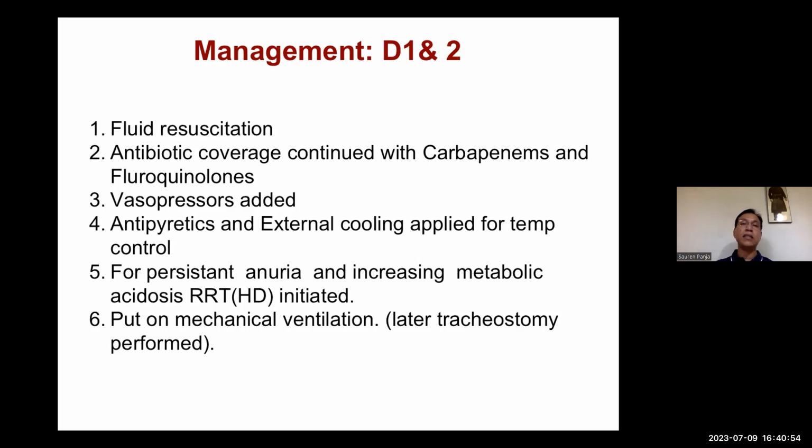Not only this, the patient also received cold normal saline. Cold means basically around 20 to 25 degrees from the freezer, and we give approximately 1 liter of cold saline. Then, for persistent anuria and increasing metabolic acidosis, the patient was becoming very acidotic during the course of the hospital stay. Within 24 hours, we had to initiate renal replacement therapy. We also put the patient on mechanical ventilatory support because of the hypotension and altered sensorium, for airway protection.